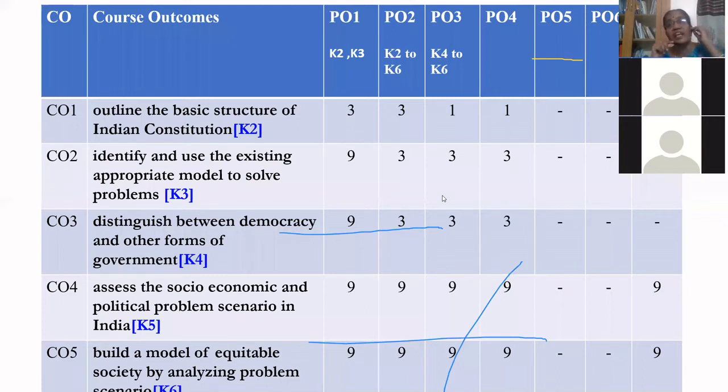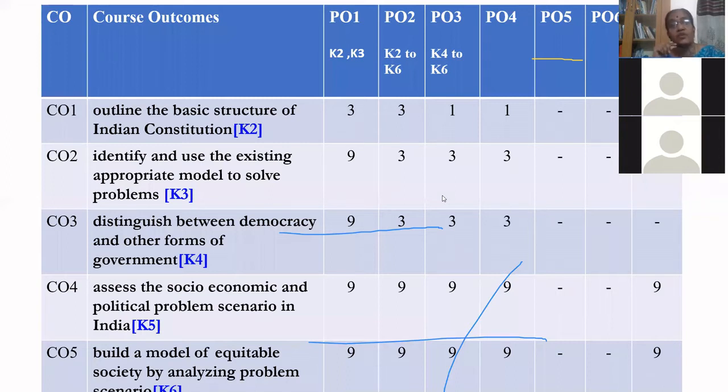So PO3 means K4 to K6. For K4 level, you can give either 1 or 3. For K5 and K6, you can give 9. PO4 and PO5 are not related to Bloom's levels. So you should first relate your CO with this particular PO4. Outline the basic structure of the Indian Constitution. If a particular UG student is capable of communicating this in her own terms, then you can give 3. Or if the outline alone is known to her, how much is possible? Will she be able to communicate? Only to a lighter level means you can give 1.